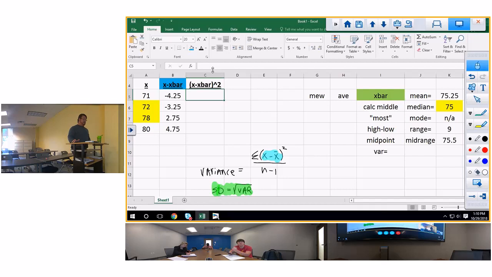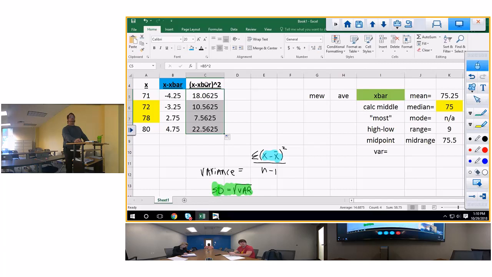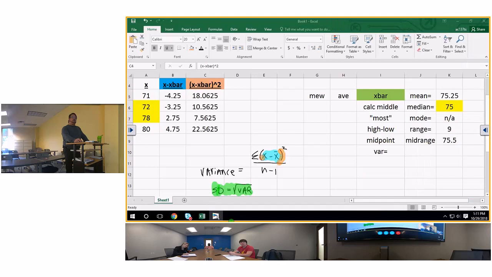Basically, you're going to make them positive. So equals that number raised to the second power. And those are those numbers. And I'm going to take my highlighter and highlight that kind of burnt orange, and highlight that parenthesis, and that 2 right there. So we just squared everything. Everybody with me? Yeah.